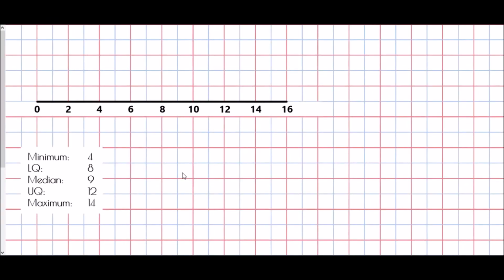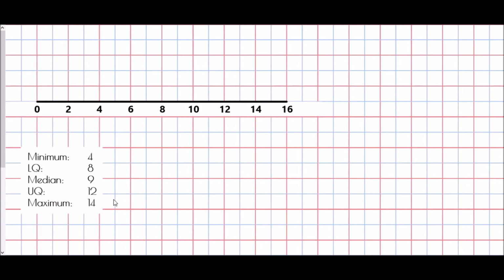Okay, so now what we're going to do is we're going to take the values that we've just calculated in the previous question and we're going to convert them into a box plot. A box plot is just another type of diagram which allows us to display data to represent the information as clearly as possible. And you'll notice here that I've made a little box just with some key information. We've got the minimum value of the first question was 4, the lower quartile was 8, the median was 9, the upper quartile was 12, and the maximum value, the biggest, was 14.